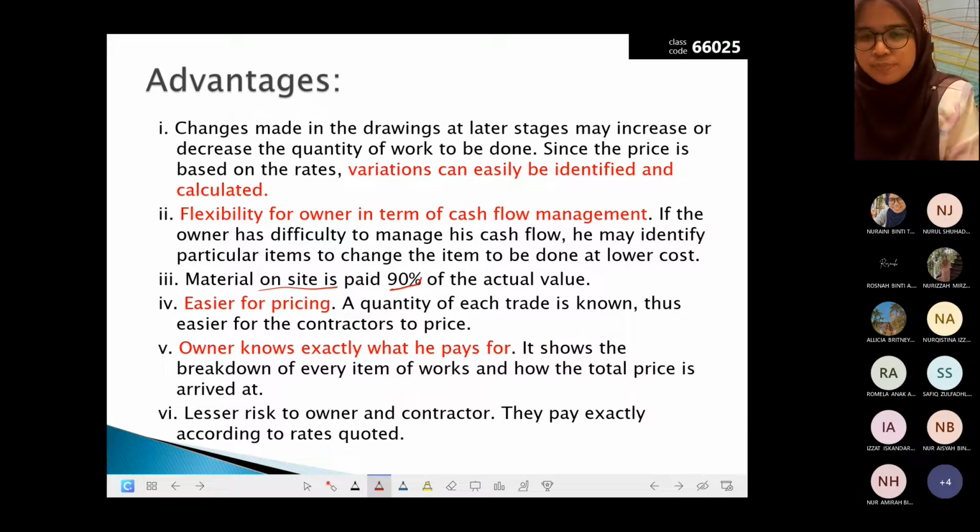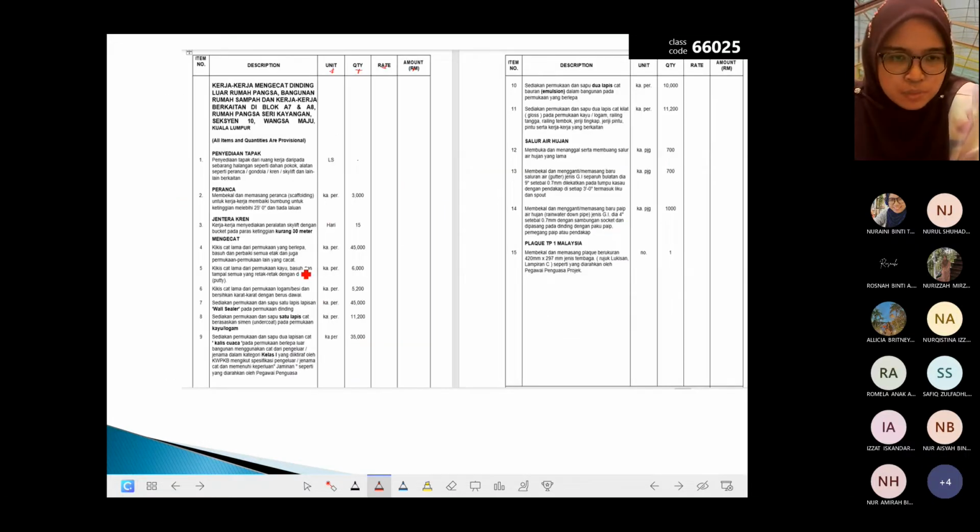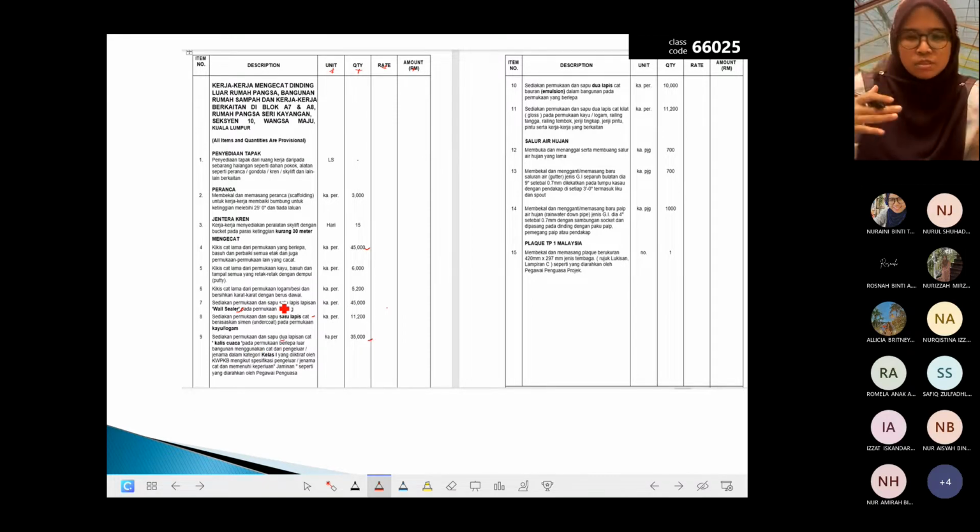Sebab bila BQ dia akan ada contoh macam mengecat: kikis cat lama dari permukaan berapa. Tu dia ada harga dia. Quantity masuk harga. Dah kikis cat lama daripada kayu, lepas tu you buat wall sealer ada, buat lapis pertama cat, lepas tu sapu 2 lapis cat. So dia ada harga, dia detail sangat. Setiap kerja tu you tahu harga dia berapa. Contoh kalau lump sum, terus dia kata mengecat RM10,000, so dia tak detail kat situ.